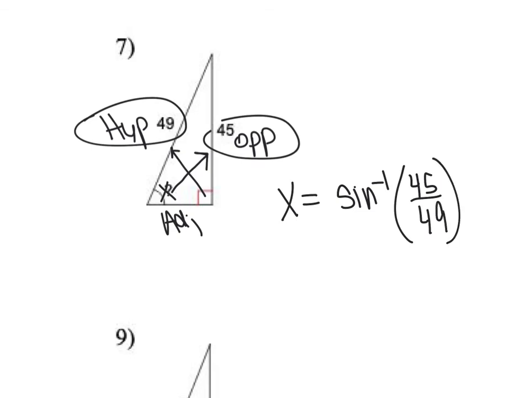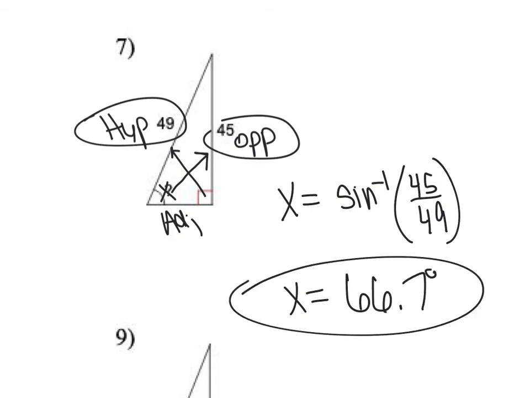So we can make it go a little bit quicker if we know this relationship and how to use our calculator. So we can put into our calculator the inverse sine. Again, make sure you're using the inverse. And 45 divided by 49, and we should get approximately 66.7 degrees. And we want to label it with degrees because it is an angle measure that we're finding.